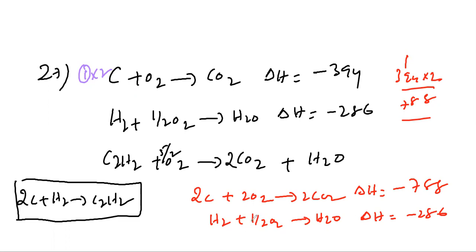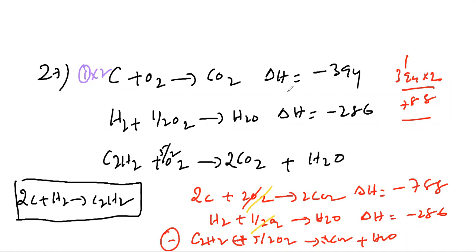Equation 3 is C2H2 plus 5 by 2 O2 gives 2CO2 plus H2O. We have to subtract equation 3. So when you subtract, what happens here? All become minus. Here 2O2 is going to get cancelled, half O2 is going to get cancelled, and here the 5 by 2 O2. Next, what are you going to get finally?